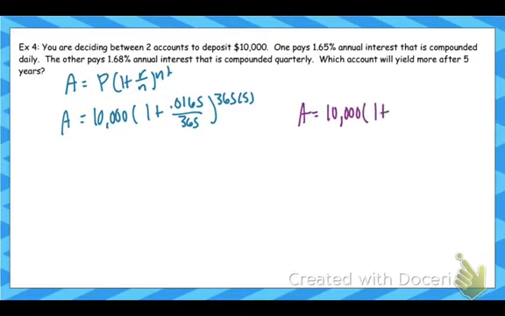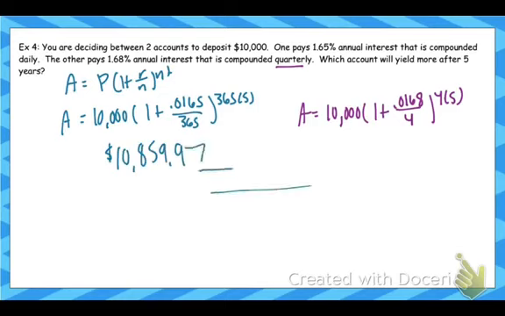Still going to be the same equation, different interest rate, 0.0168 divided by a different N. Compounded quarterly is 4 times a year. And then I'm just going to evaluate these with a calculator, plug them in, see what I get, and see the difference between them.